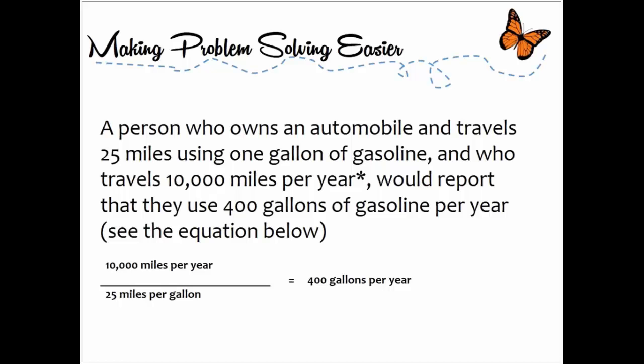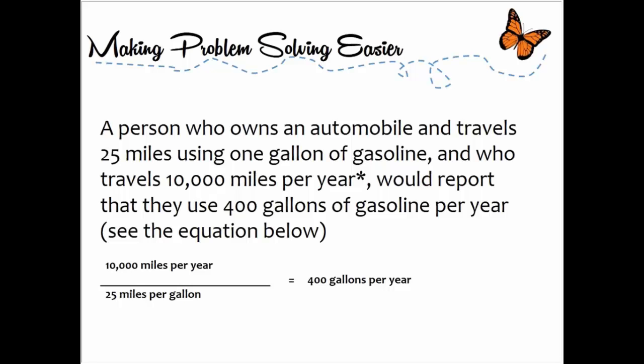A person who owns an automobile and travels 25 miles using 1 gallon of gasoline, we say that car gets 25 miles per gallon. If they travel 10,000 miles per year, which is about an average, I think the EPA actually says 12,000 miles per year is what a typical car travels, but let's just say 10,000. And if the car gets 25 miles per gallon, then dividing out, that car uses 400 gallons in a year. So that's where I got that number from in the previous slide.